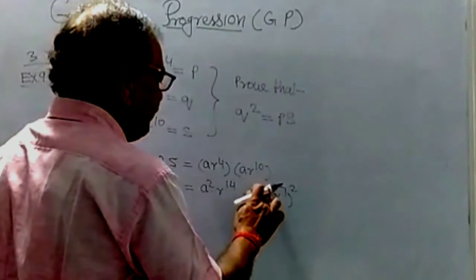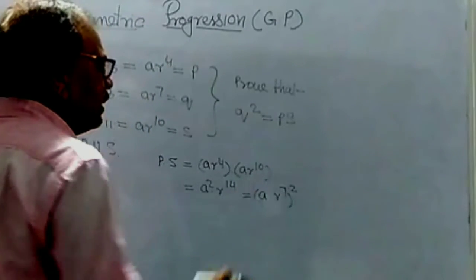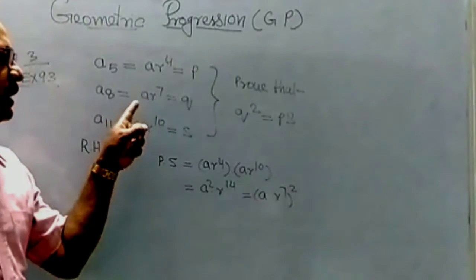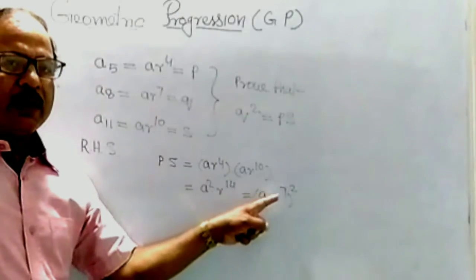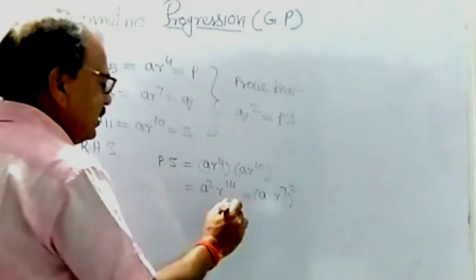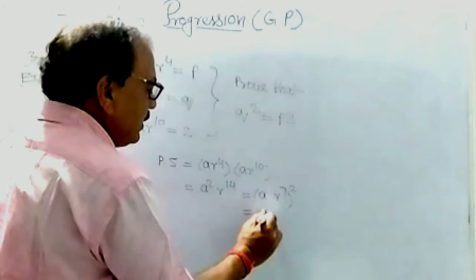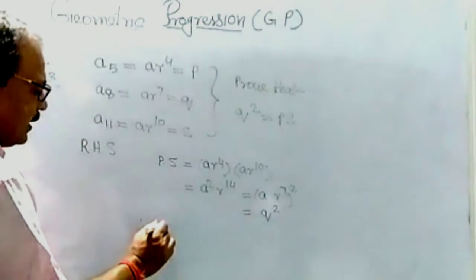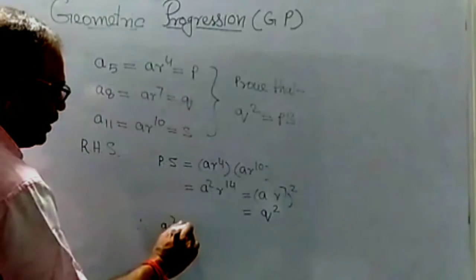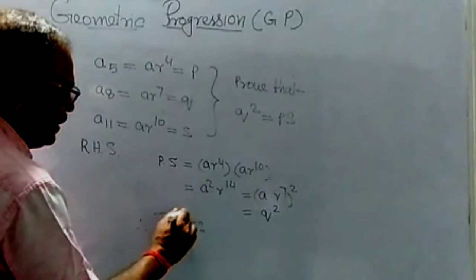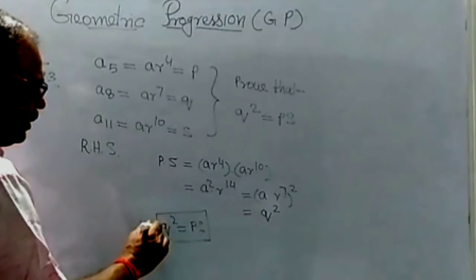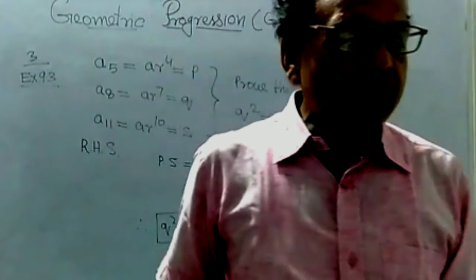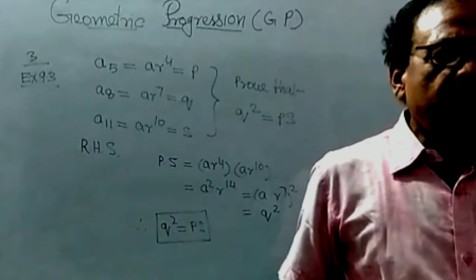This is (ar to the power 7) whole square. So in place of ar to the power 7 you can write Q. So this will be Q square. Therefore Q square equals PS. So now we have proved Q square equals PS. In this way, we can prove that Q square equals PS.